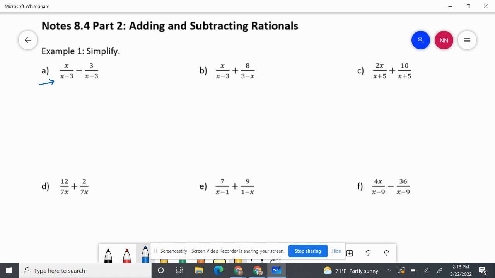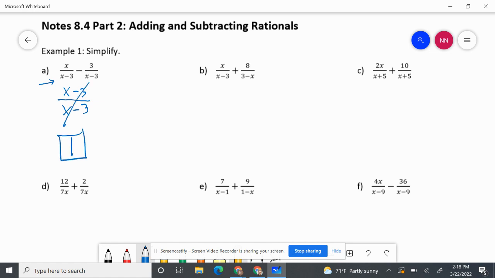So when we're looking at this, what we notice is that because they're common denominators, we're going to keep the denominator the same, x minus 3. But the numerator, we subtract, so x minus 3. These are not like terms, so we just write it as x minus 3. And when we're looking at this, what we notice is that they're both the same. So when we cancel it, we get 1.